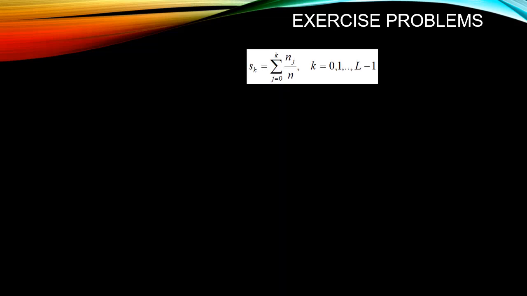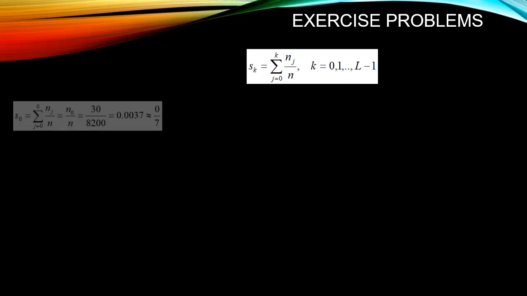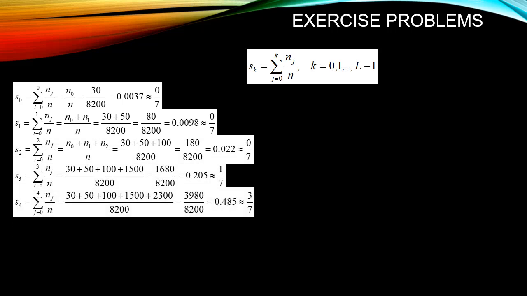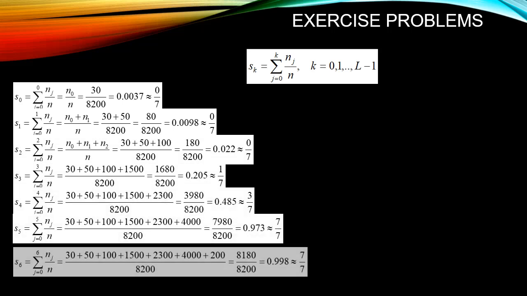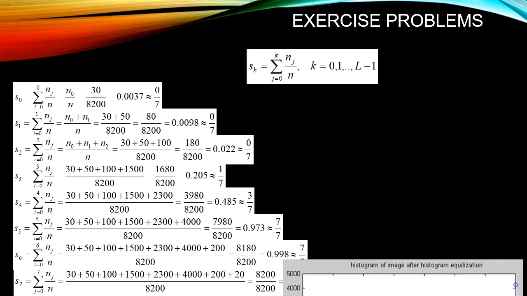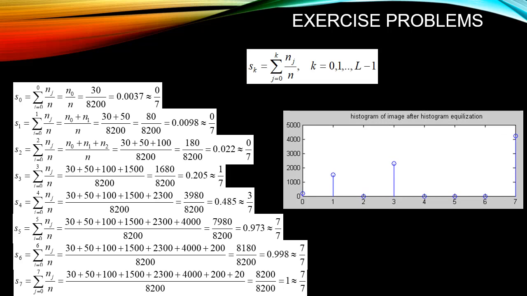First we'll consider this equation. This is the equation for histogram equalization. So we'll apply that for S0 and obtain the values, as we did in the previous problem. S0, S1, S2, S3, S4, S5, S6 and S7. You can pause and check for the values, or I recommend you to do the problem on your own and then later check the values. So this should be the output histogram.